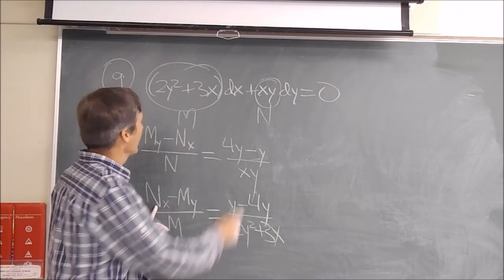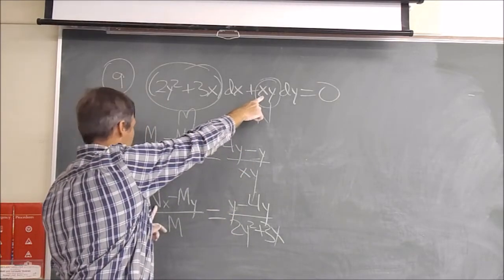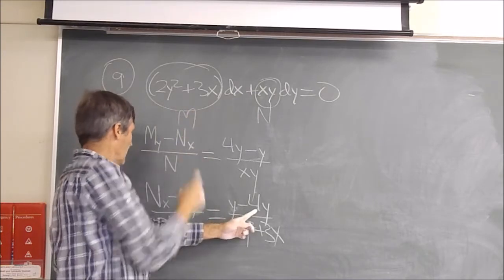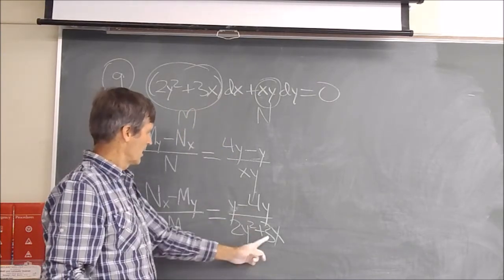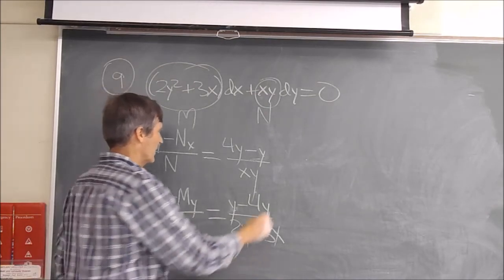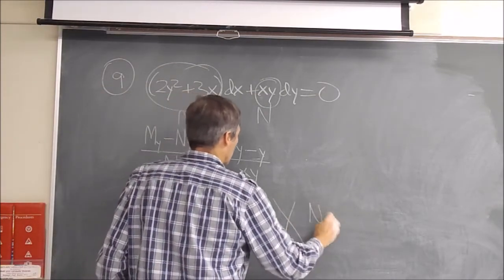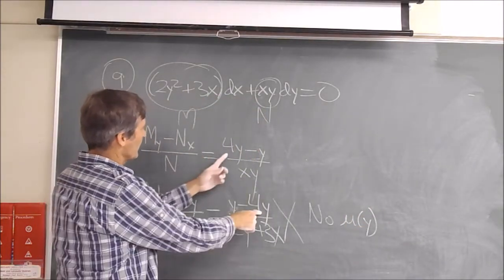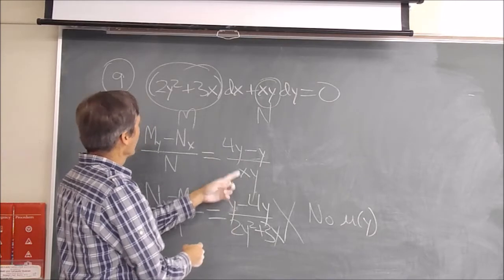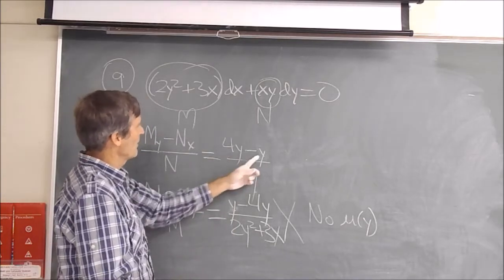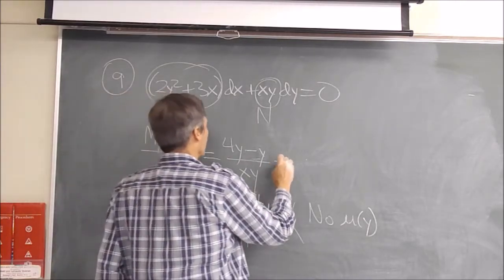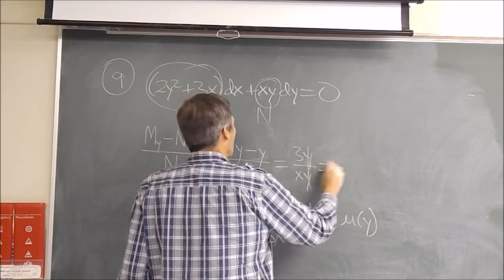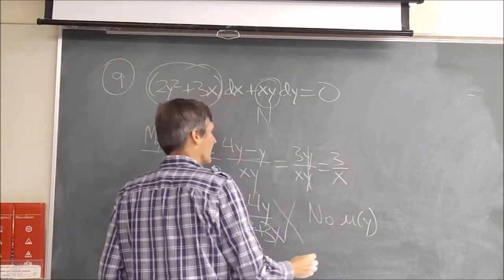So we try it. Nx, partial of N with respect to x, is y, minus My, partial with respect to y, is 4y, all over M. Well, that's not a function of y only, so no u of y. But we can try (My minus Nx) over N. We've already computed these, 4y and y, and then N is xy. 4y minus y over xy. Well, let's see, that's 3y over xy, and the y's cancel. 3 over x is a function of x only.